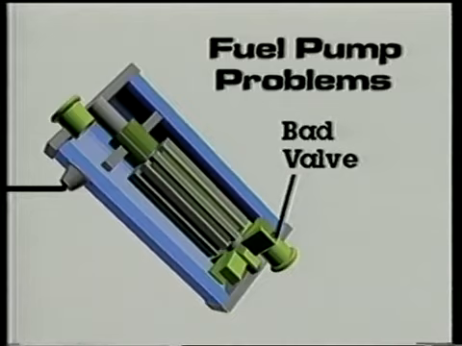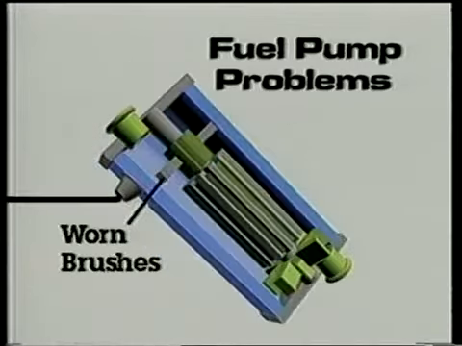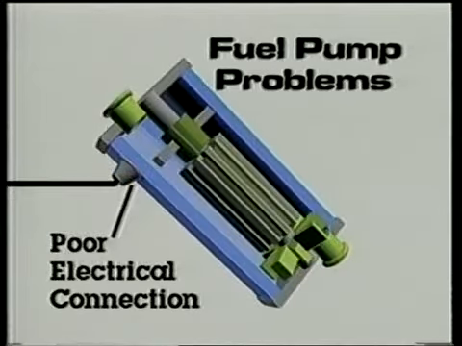Bad check valves can allow fuel to drain out of the car's fuel line. This can cause long cranking times or hard starting. Worn brushes can increase current draw and reduce pump volume and pressure slightly. Compare current draw to specs. Poor electrical connections are common. A high resistance between the pump and motor can also reduce pump output.